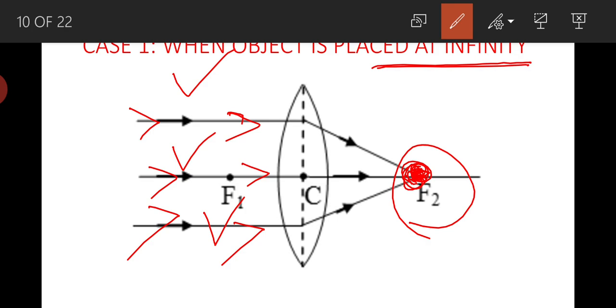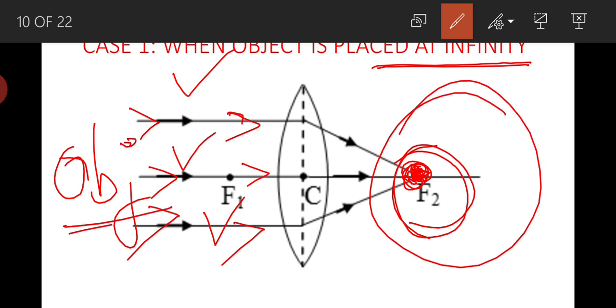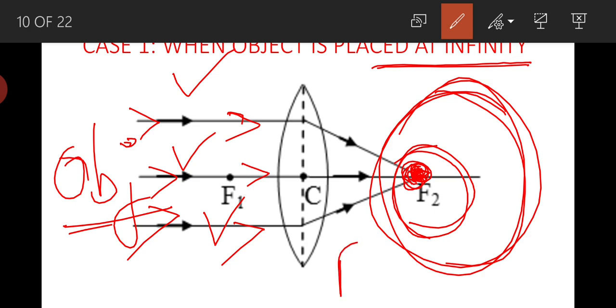And here you can see image is formed on the other side of the object. We placed object this side of the lens, whereas image is formed this side. Since image is formed on the other side, it is called real image. Real image is one which forms on the other side of the object. So here image formed is real, and it is a point image.